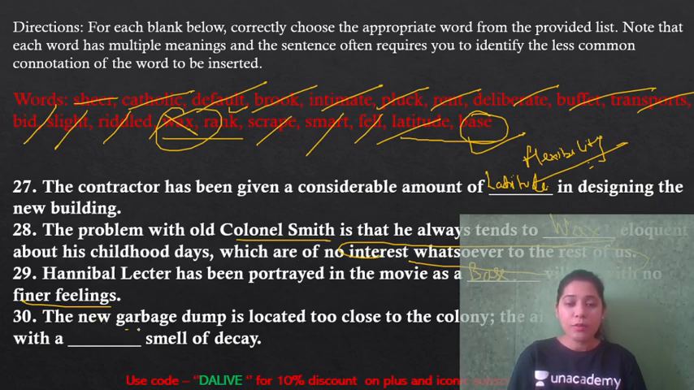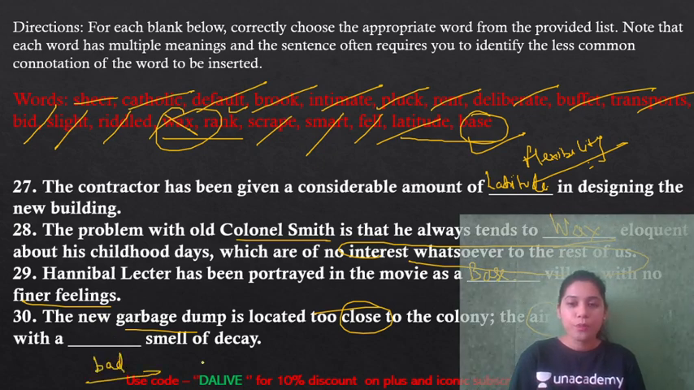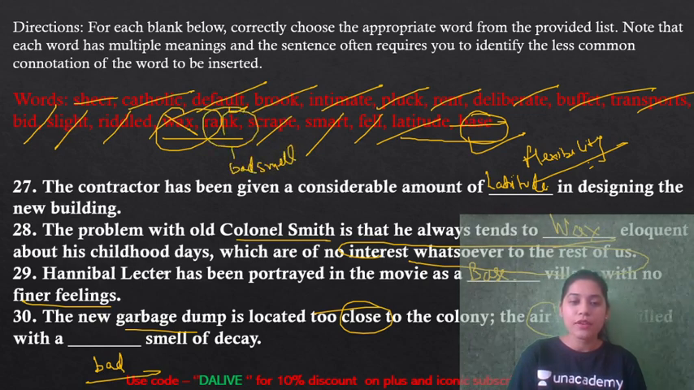So because the garbage dump is too close, if the garbage dump is, let's say, too close to you, wherever you're walking, let's say somewhere it's near, the air will always be filled with what kind of smell of decay? Will be a very bad smell, right? You don't even want to imagine. So of course rank also means bad smell. Secondary meaning of rank is bad smell.